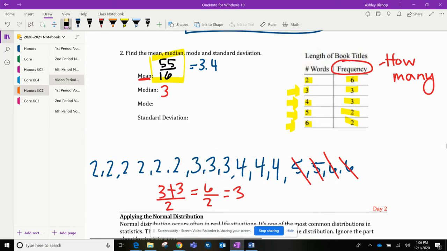Now I want to do my mode. Remember, mode means the number that happens the most often. And the number that happens the most often here is 2. There are 6 2s. And lastly, my standard deviation.